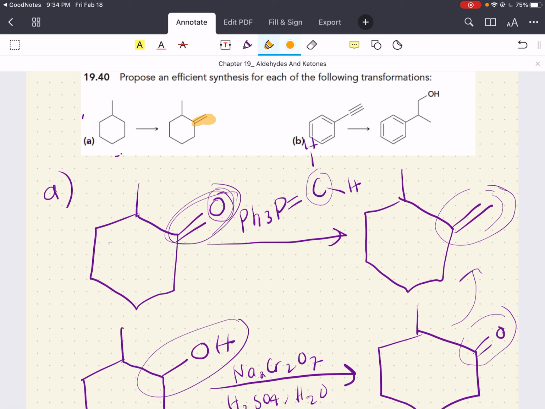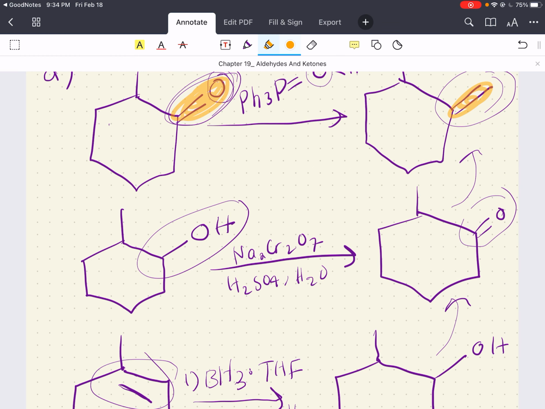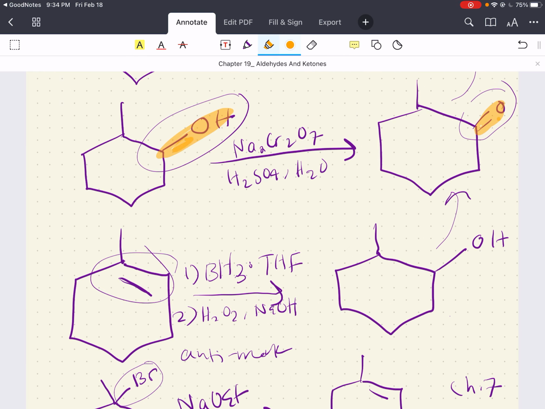Well, we can get that carbon-carbon double bond if we started off with a carbonyl group there and reacted with a Wittig reagent, we would get this product. But then you would have to go back one step. How did we get that carbonyl in that position? Well, if we had a secondary alcohol, we know how to convert a secondary alcohol into a ketone, for example, and have this carbonyl group there.